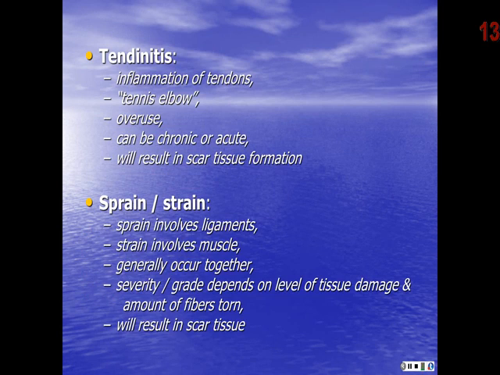Sprains and strains often will occur together. By definition, sprains involve ligaments, while strains involve the muscle and tendon. Since these are both around a joint, you always see them together. The severity is graded dependent on the amount of tissue damage and the number of fibers torn. These will also result in scar tissue.